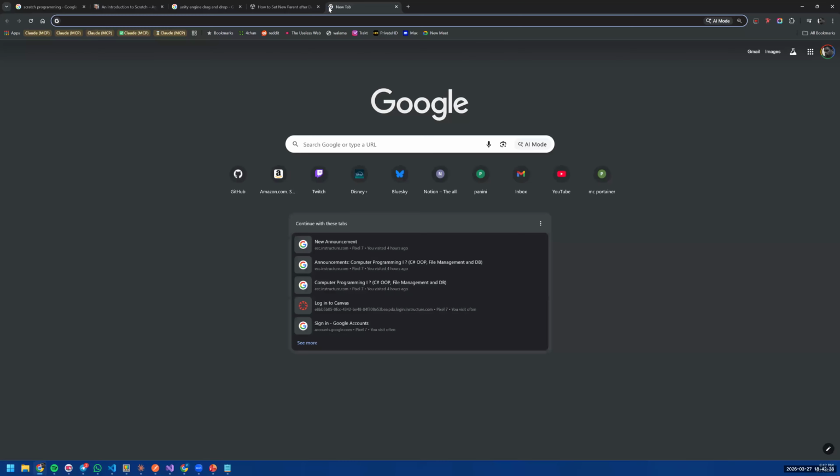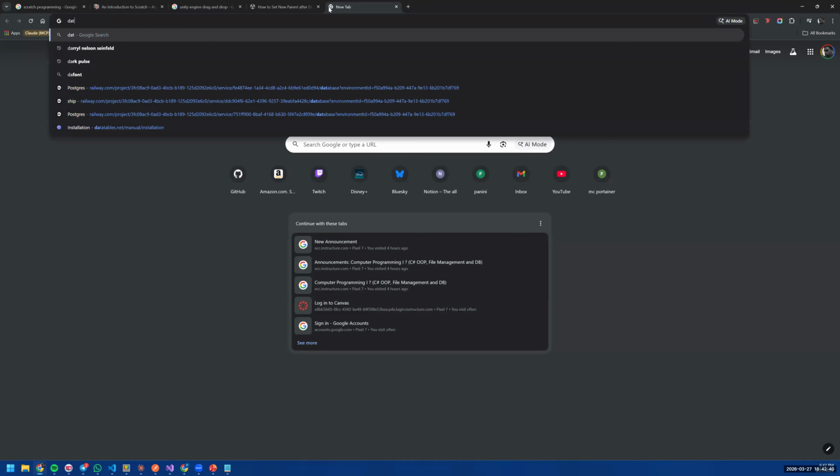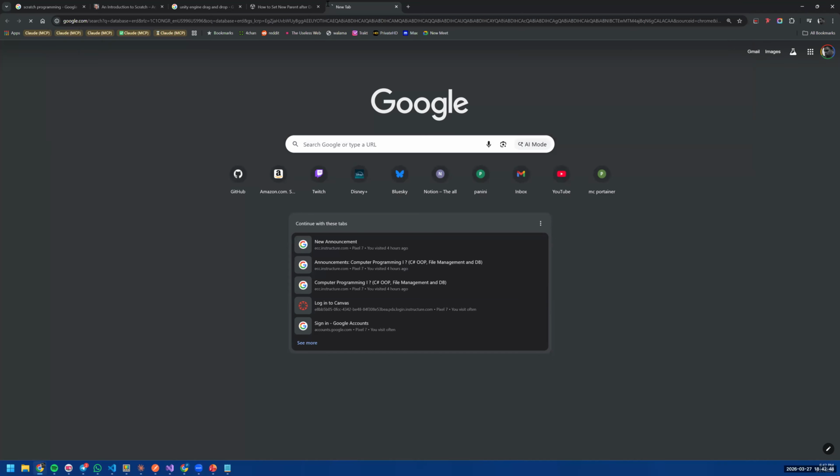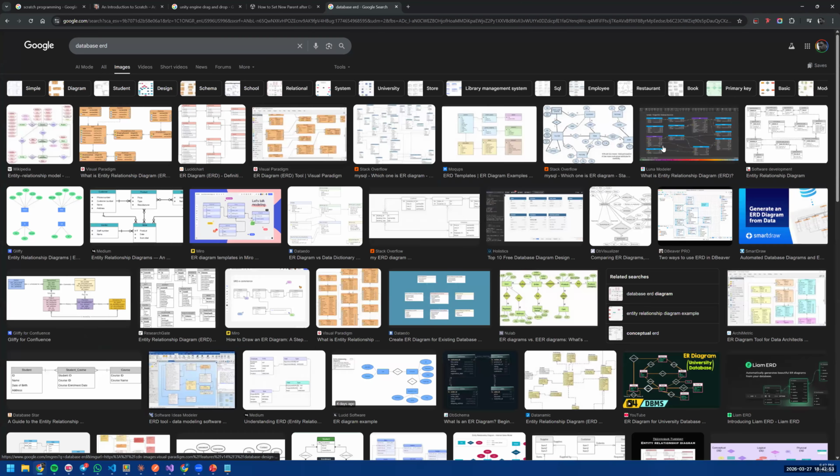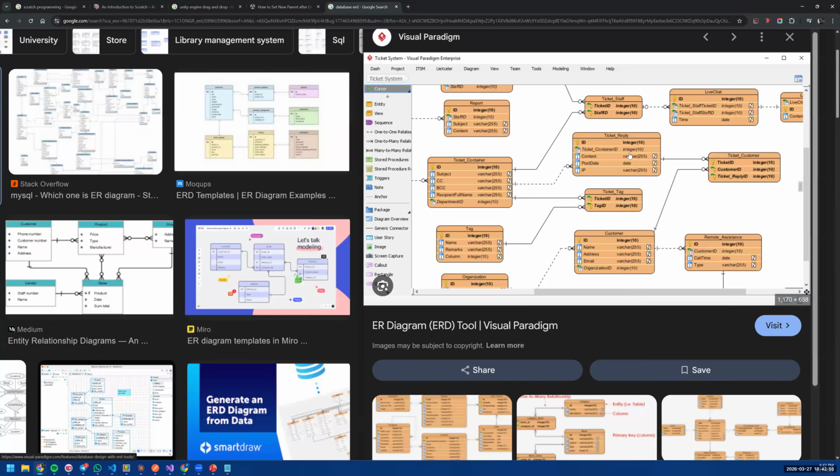Let me see, do I have an example of that? Database. There's a name for it. Entity relationship diagram? Entity relationship diagram, ERD. Look at me remembering things. Yeah, it does look like an ERD.